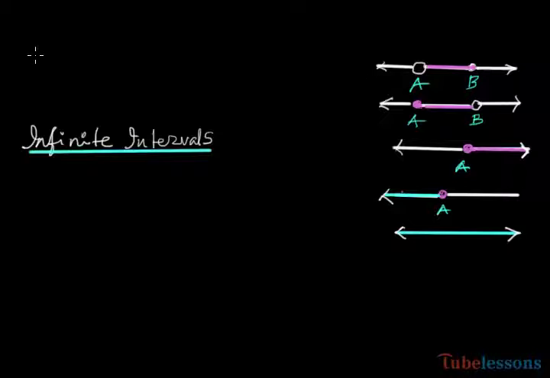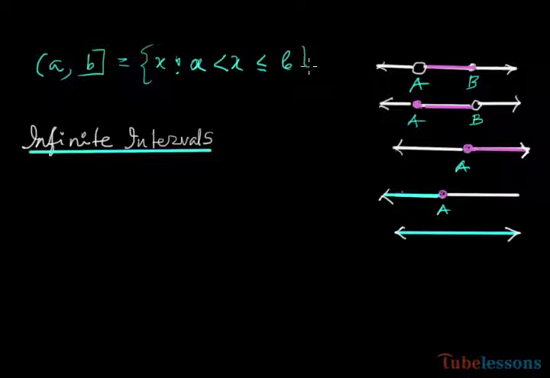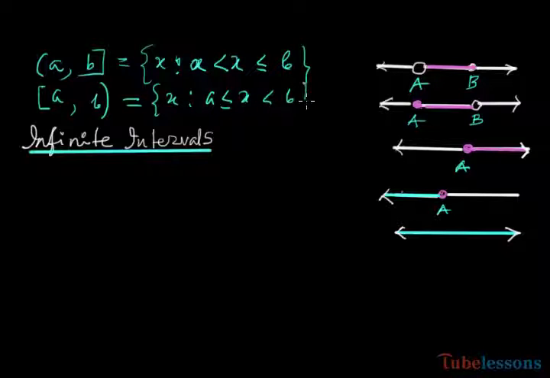So now, how will we represent this one? Yes, it is open, a hollow circle means it is open, and the other side is closed. So this represents x such that A is less than x less than or equal to B. Another one, yes, this part is closed and B is open. So this represents all x such that A is less than or equal to x less than B. So these two are semi-intervals, and they are finite intervals also.